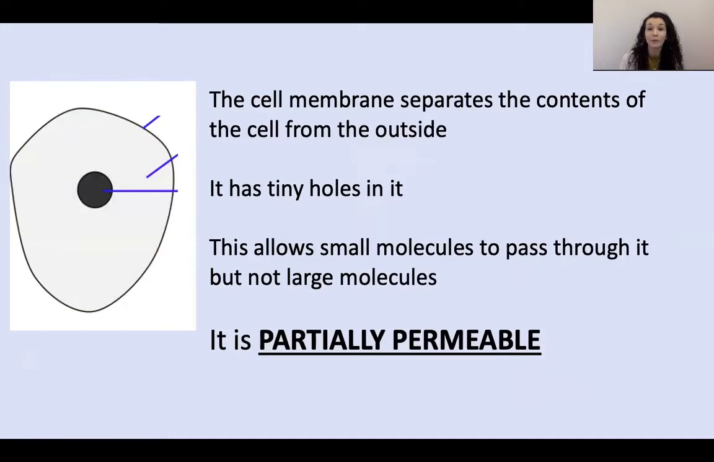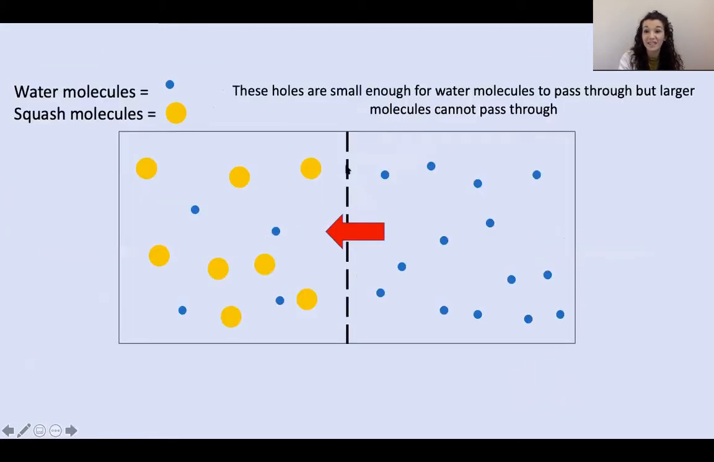We call that partially permeable. So partially permeable means small holes, enough to fit small molecules like water through, but not larger molecules. Okay, so that is why in this demonstration where I used water and squash, you can see here, these holes are small enough for the water to pass through, but they wouldn't be big enough for these large squash molecules to pass through. So the water can pass through those small holes and move via osmosis to this area where there is a lower concentration of water.